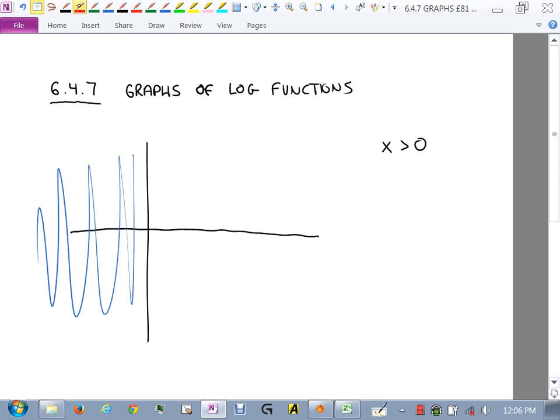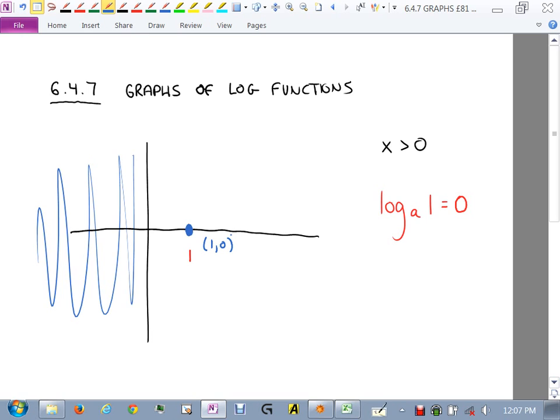What else is true? Well, if I plug in 1 into any log, what happens? Careful. A to what power is 1? 0. So when I plug in 1, I get 0. That point should always be on my graph, the point 1, 0.